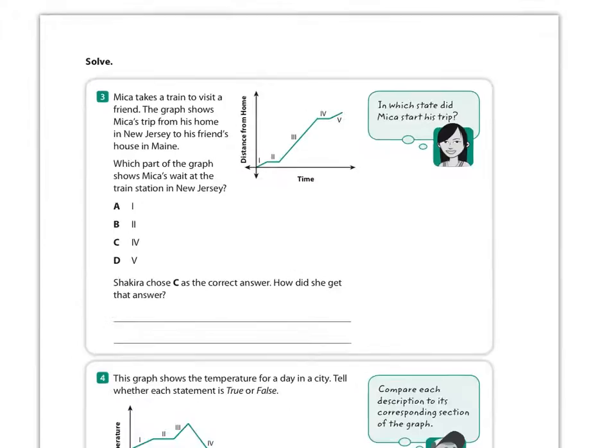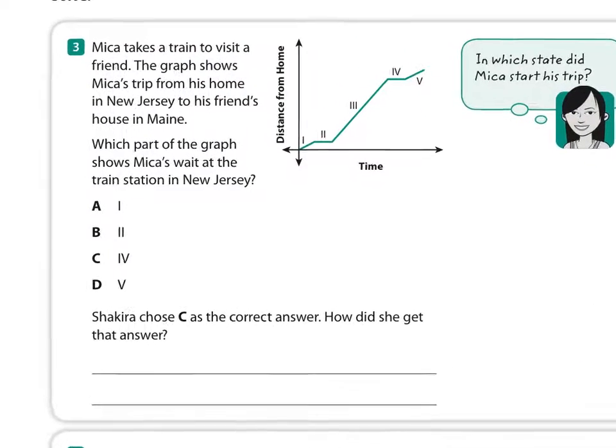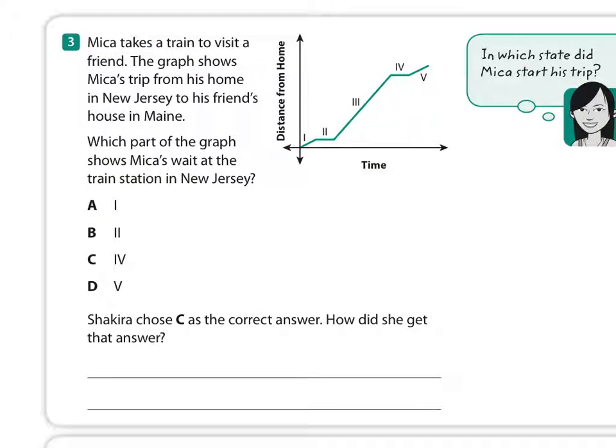All right, from his friend's house. Or, I'm sorry, from the station to his friend's house. All right, Micah takes a train to visit a friend. The graph that we see over here shows the trip from his home in New Jersey to his friend's house.